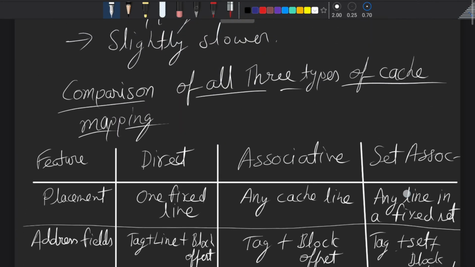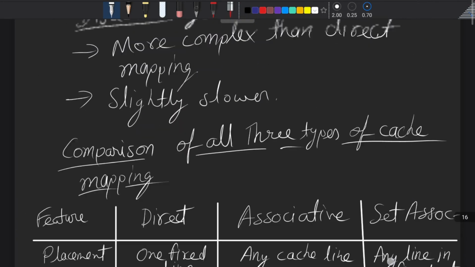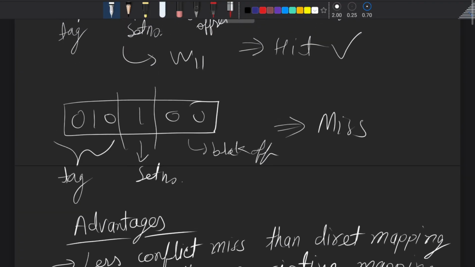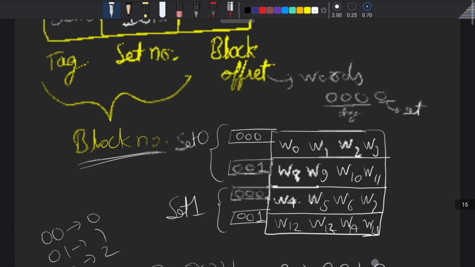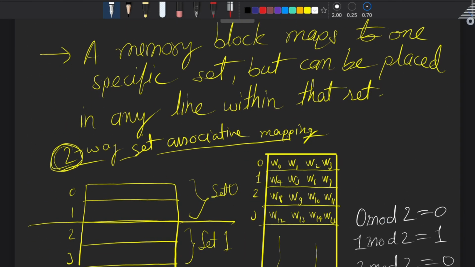So we have discussed all three kinds of mapping, and here we come towards the end of this lecture, which was about cache memory, three types of cache mapping, and how they are done.